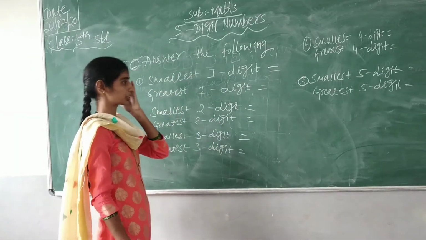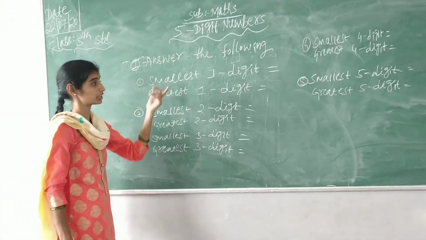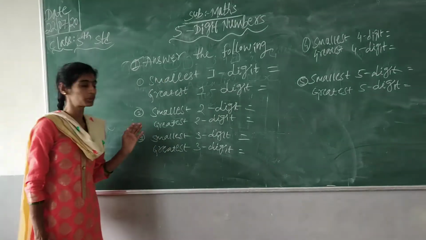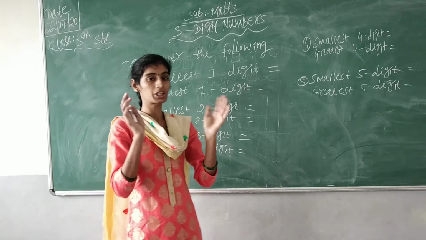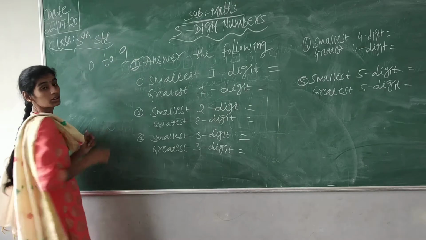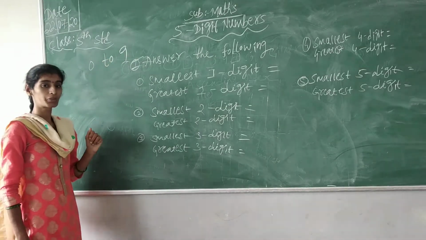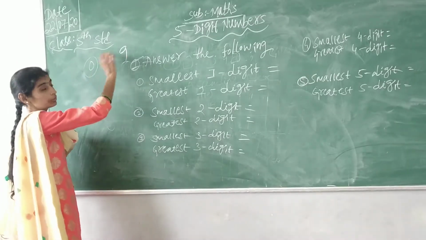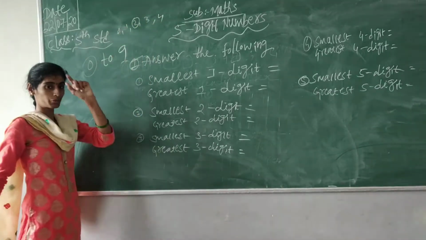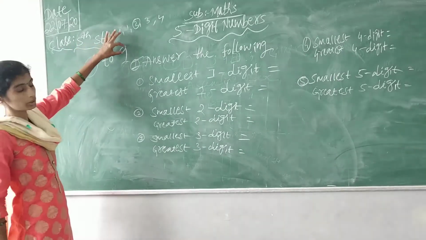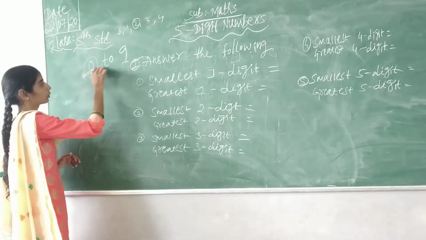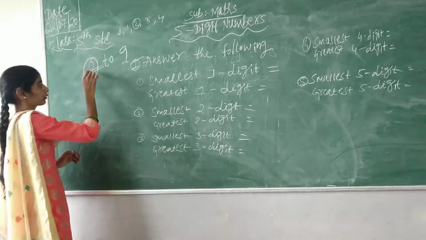I hope, children, you have learned in your previous classes, that is 4th standard, which is the smallest 1-digit number. Can you tell from where to where the 1-digit numbers are? Yes, they are from 0 to 9. These we call 1-digit numbers. Why? Because in these numbers we have got only one digit, that is 0, 1, 2, 3. These all are one digit. That is why from 0 to 9 we call them 1-digit numbers. From this you can see that the first number will be the smallest number.